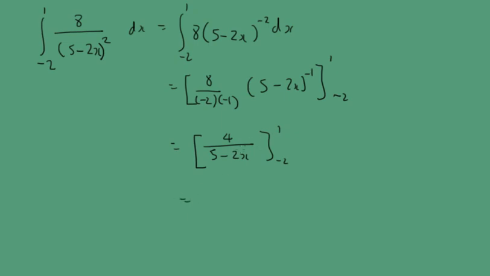Tidy this up to make it a wee bit easier, so we'd have 4 over 5 minus 2x. Then we substitute in for 1 first, so that'll be 4 over 3 minus 4 over 9, and that gives us 8/9. So I hope that helps.